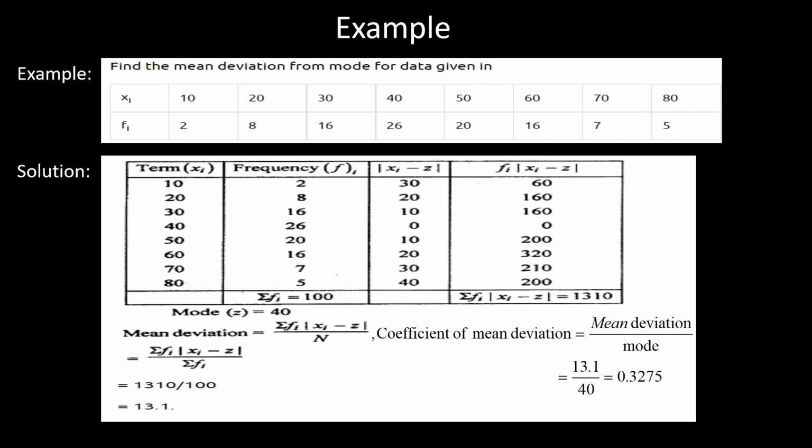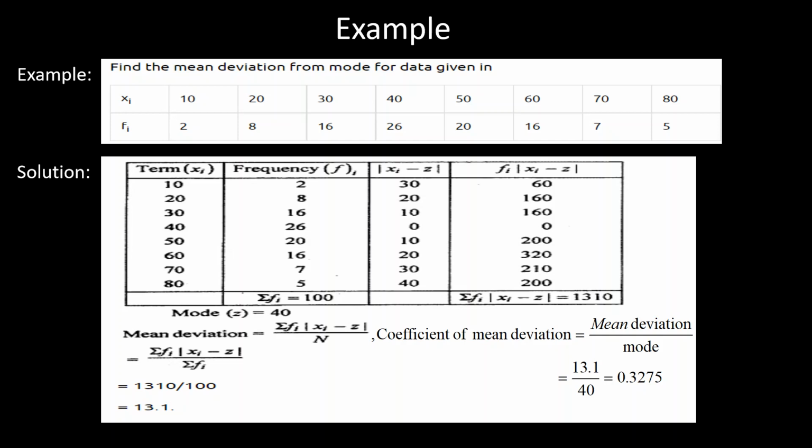After finding the modal value, we have to find the absolute deviations of observations from that value. Here we are going to find the modulus of xi minus z, where z is 40 here, as z denotes the modal value. After finding this column, we multiply its values with the frequency column values. Here we got 1310. If we divide this total by the frequencies column total, we get the mean deviation value, that is 1310 divided by 100, which gives you 13.1.